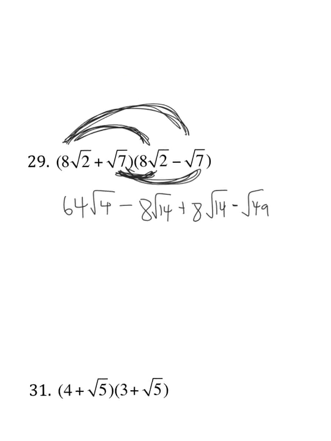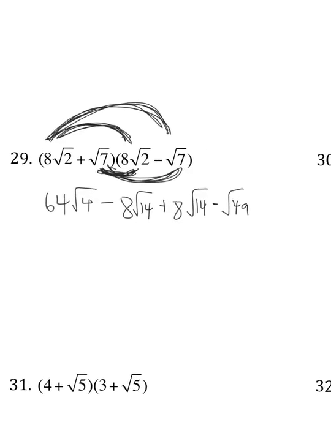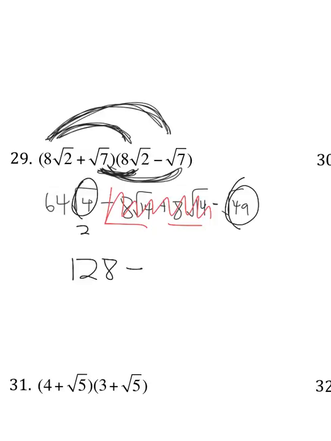Then what we're looking at here is 4 terms. These two guys, 8 square root of 14, negative 8 square root of 14, they gone. They cancel each other out. Over here you got, okay, square root of 4 is 2. 64 times 2 is 128. Over here you got square root of 49, or minus square root of 49, which is just 7. 128 minus 7 is 121.